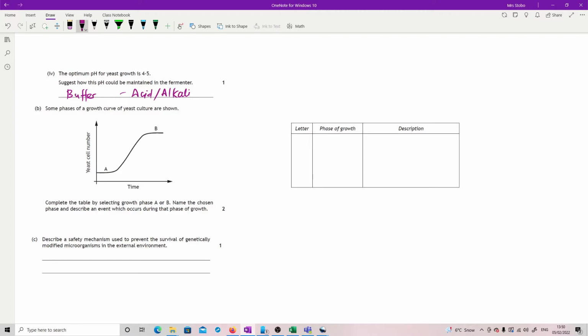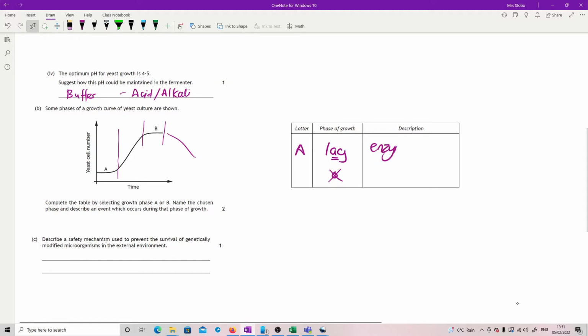Okay, B, we have phases of growth in a yeast culture, and we've got our standard phases here. So there's our lag, there's our log, there's our stationary. We don't have a death phase being shown. Okay. Complete the table by selecting growth phase A or B and name the chosen phase and describe an event which occurs during that phase of growth. Okay, so you were asked to either do A and say lag, being very careful that looks like an A and not an O. Okay, and then describe what's happening. Well, that one's just enzyme induction. It's the only thing you know as a thing about that.